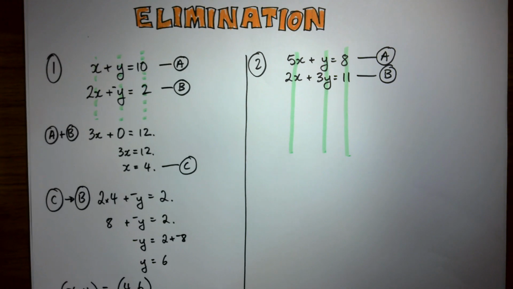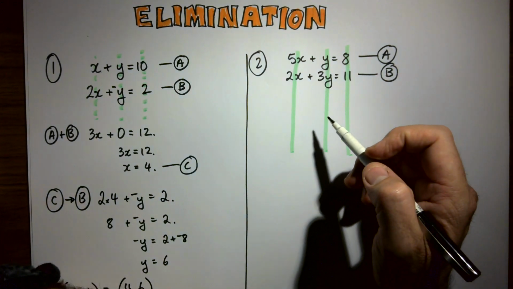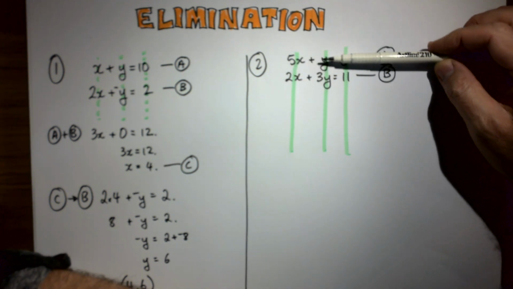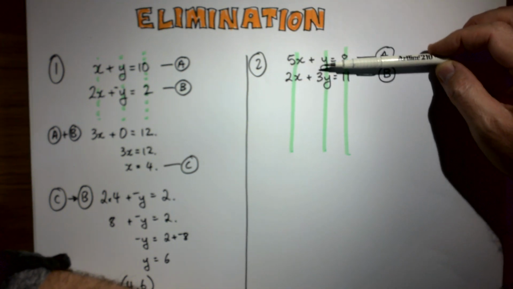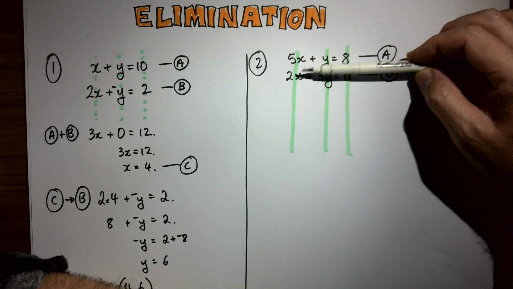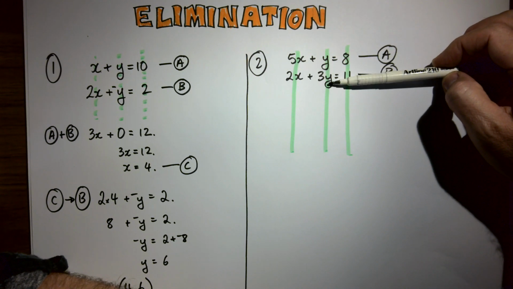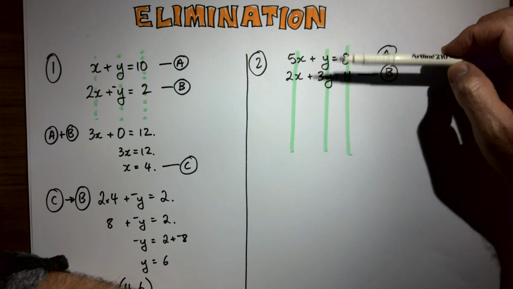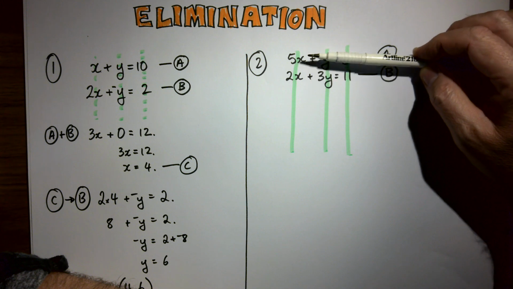Okay. Keep things nice and neat there. Otherwise, you'll have no idea what's going on. Now, at the moment, if I just add these together, it's not really going to solve anything. If I added them together, I'd have 7x plus 4y plus 19. That doesn't sound very helpful. What if I subtracted that one from that one?